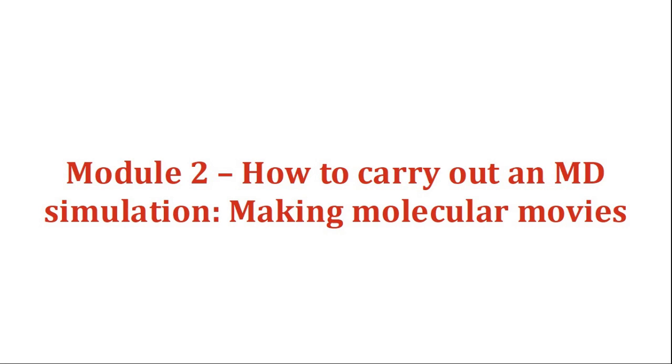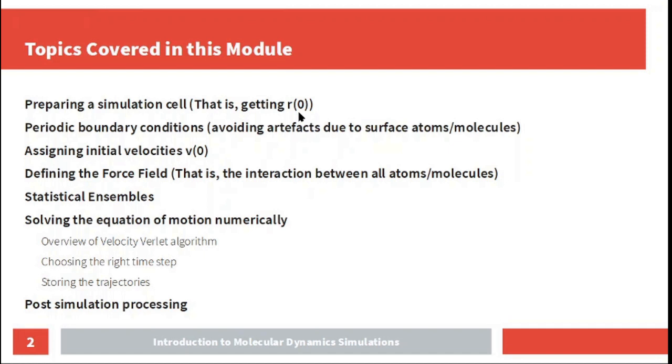With this, we come to the end of this module. Next, we begin the second module, where we see how to carry out an MD simulation, or in other words, how to make molecular movies. We start with the t equal to 0 or initial configuration. Then we'll talk about periodic boundary conditions. These are special conditions for avoiding artifacts due to surface atoms or molecules that we'll see. And then we'll talk about assigning initial velocities, that is v at time t equal to 0. After that, we'll talk about how to define the force field, because if you remember, the force field or the interaction between all atoms and molecules is one of the main components of molecular dynamics simulations.